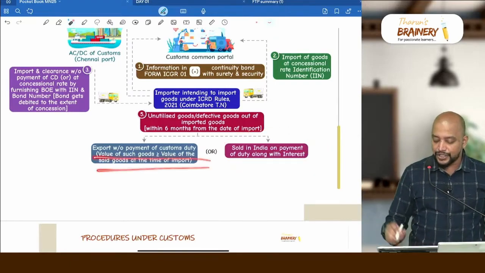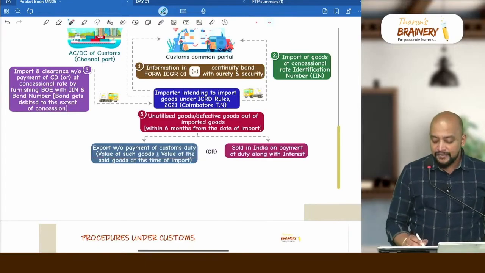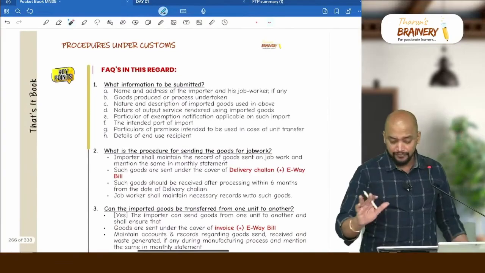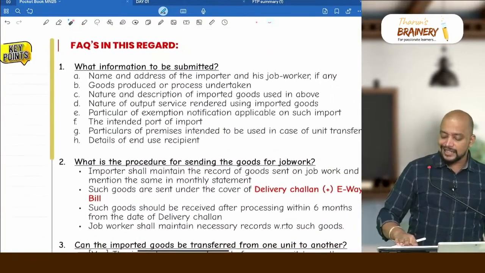This is the negative value addition point. There should not be any negative value addition. Value of such goods should be greater than or equal to the value of the said goods at the time of importation. Then FAQs in this regard, these are some general FAQs.